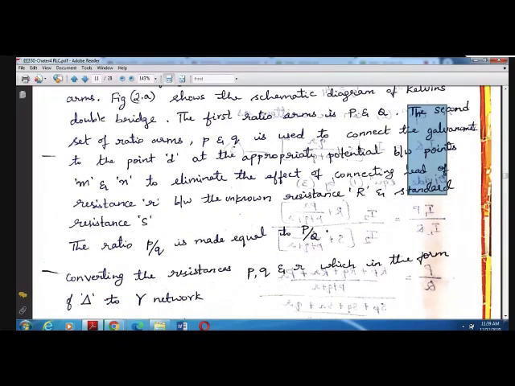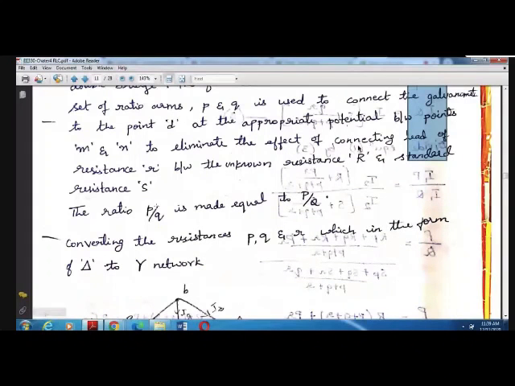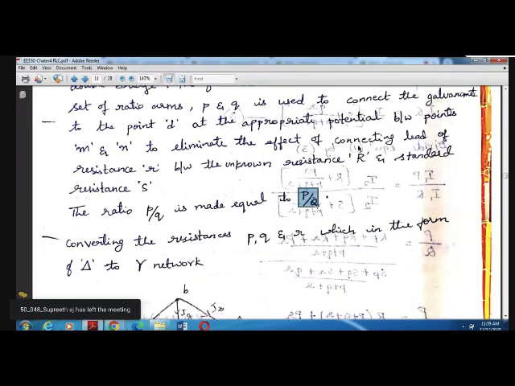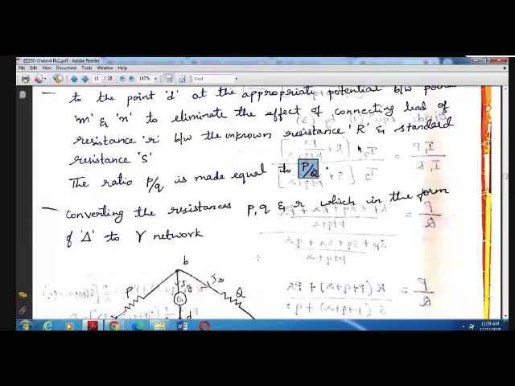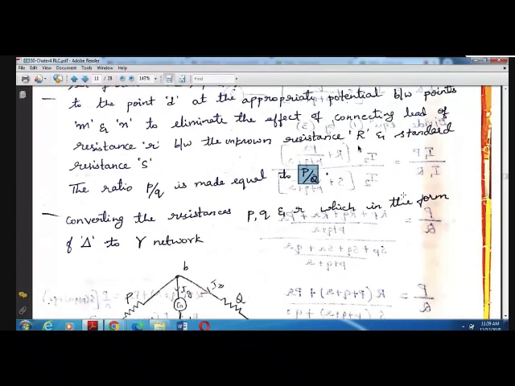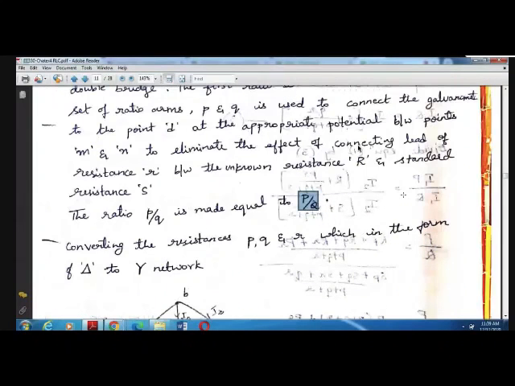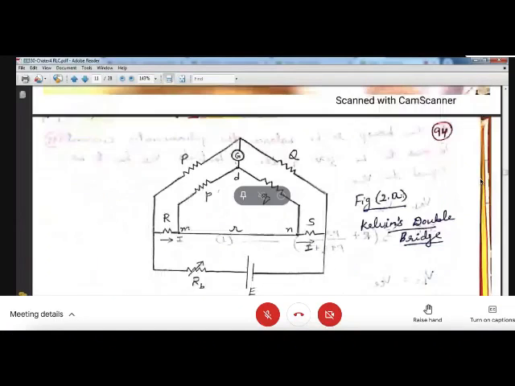So let us consider now. So the ratio of small p and q is made equal to capital P by Q here, always. Okay, while the measurement time and to keep the bridge balance, we'll consider the ratio of small p by q as equal to that of your capital P by Q. Now, converting this resistance P, Q and R, which is in the form of delta, to star. See here, you can see this bridge arrangement here.